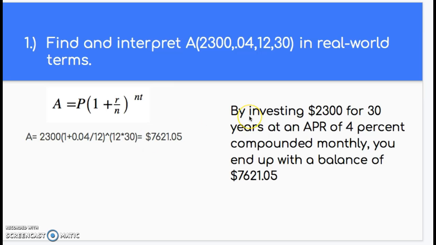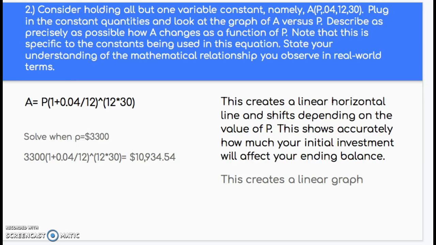$7,621.05. In real-world terms, this means that by investing $2,300 for 30 years at an APR of 4% compounded monthly, you would end up with a balance of $7,621.05. So, question number 2.